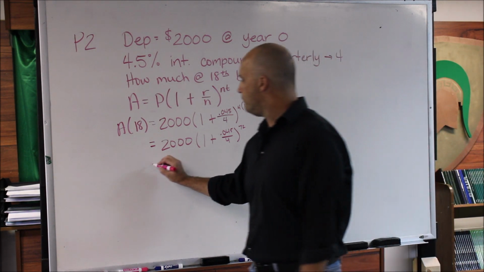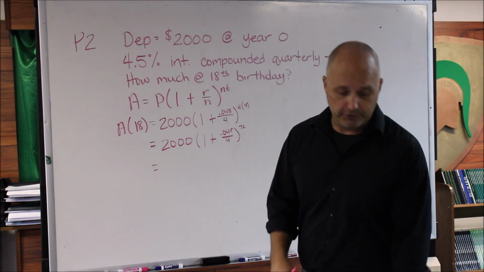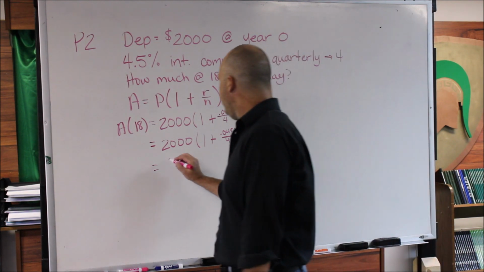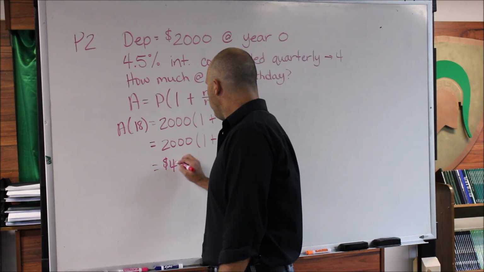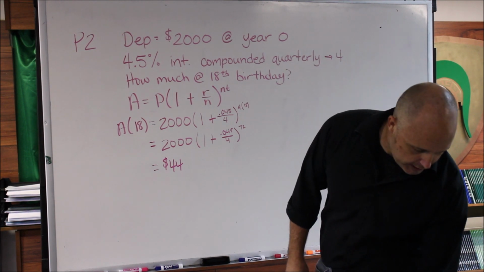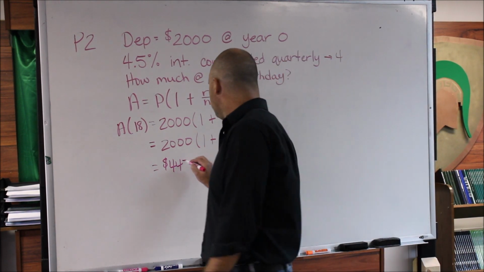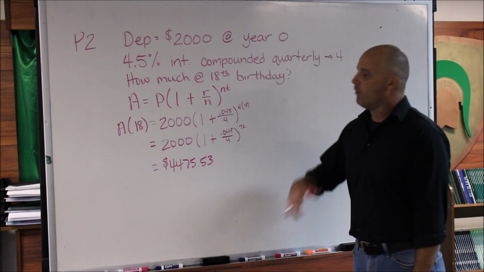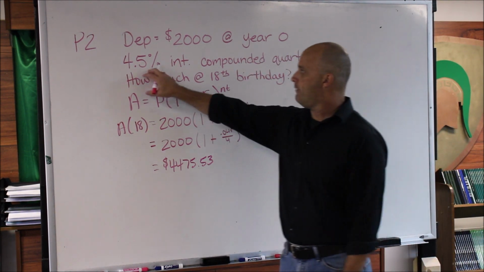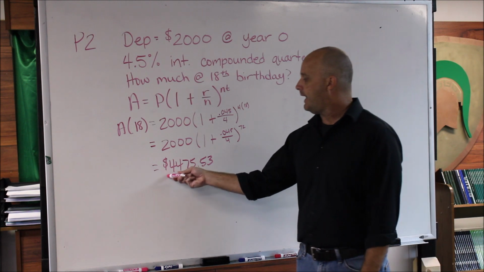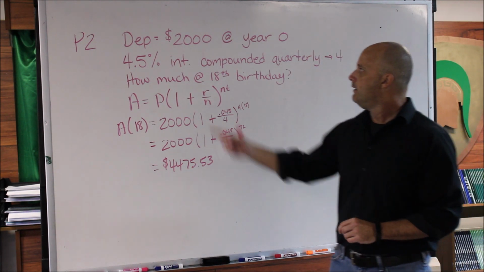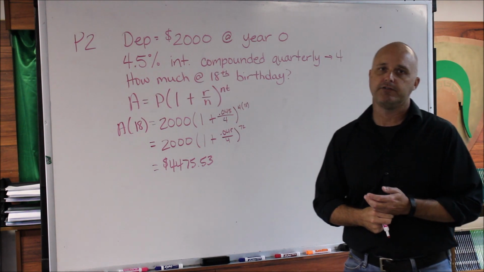Now, when you put this through the calculator, and you're going to need a calculator to do this, you're going to end up with that on his 18th birthday, there will be $4,475.53 in the account. So over those 18 years at 4.5% interest, he gained an additional $2,475.53 in addition to his original $2,000 deposit.